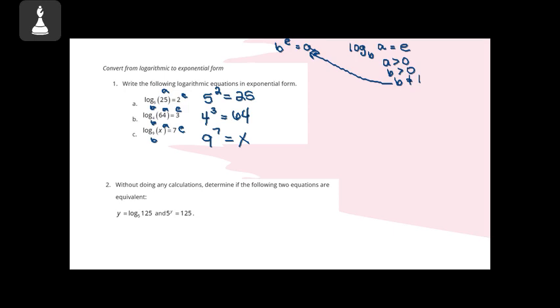So without doing any calculations, let's decide if this is correct. So we know the log base 5, so there's the base, 125 is the answer, and then y is the exponent. So let's flip it around. The base is 5, the exponent is y equals the answer, 125. Yes, this was done correctly.